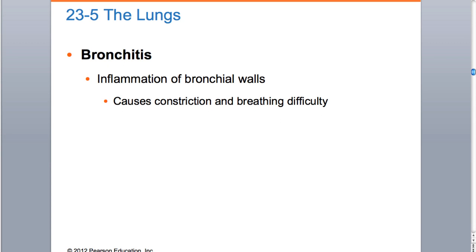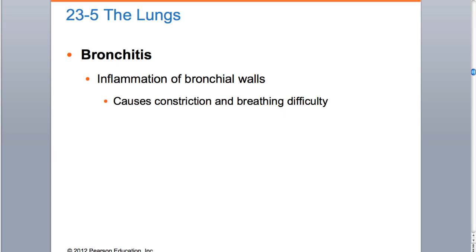Bronchitis. Okay, so someone that has bronchitis has an inflammation of the bronchial walls, causing constriction and difficulty breathing because airflow is limited. Okay. So remember the rule, just like in the case of the blood vessel chapters, pooling is bad, while pooling of air is bad as well. You want airflow, not pooling of blood, not pooling of air anywhere.